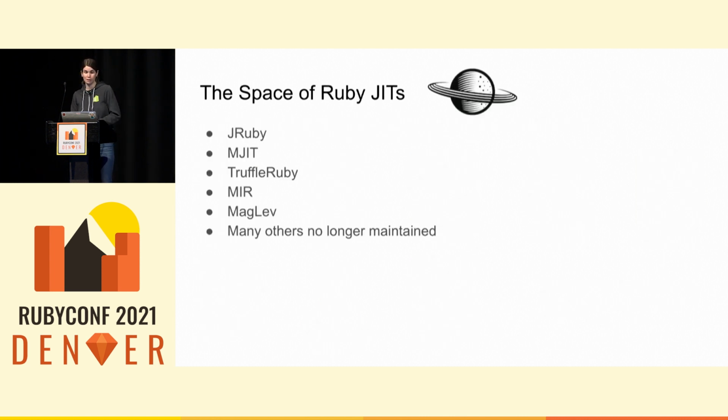In the space of Ruby JITs, there have been many other projects. There's CRuby, there's MJIT, there's TruffleRuby, there's Mir, there's Maglev, and there are many others that are no longer maintained as well. I'll just talk quickly about MJIT and TruffleRuby.